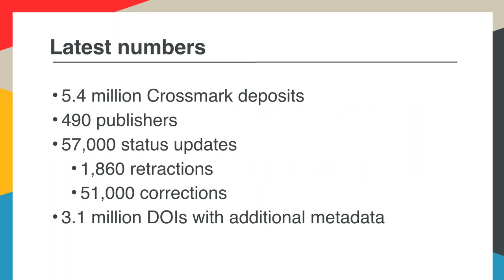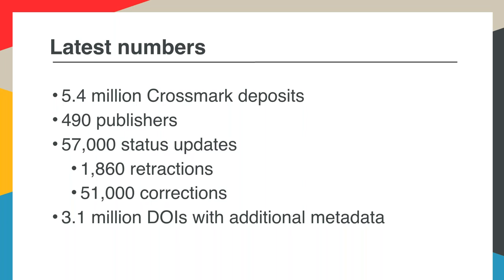These are the latest numbers from just a couple of weeks ago. There are 5.4 million DOIs, or content items, that have Crossmark metadata and Crossmark buttons, and those are spread across 490 of our publishers. Of those 5.4 million Crossmark-enabled pieces of content, 57,000 contain some kind of status update.